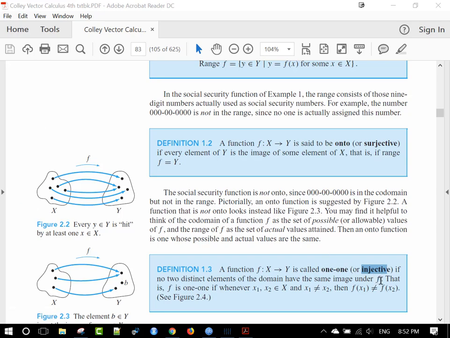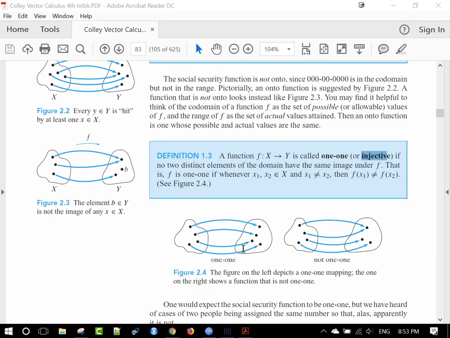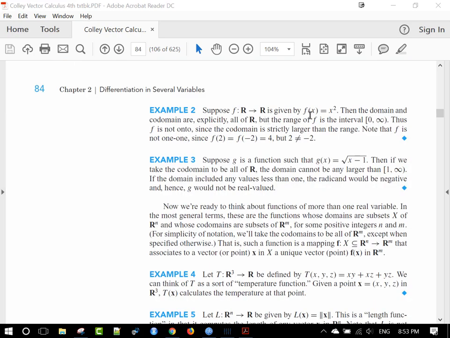And more formally we say that f is one-to-one if whenever x1 and x2 are in the domain and they are not equal, then f of x1 cannot be equal to f of x2. If that's true, then this is called an injective function, or one-to-one function. So again, this is one-to-one, but this is not, because there are two going to the same one. Okay, let's take a simple example.